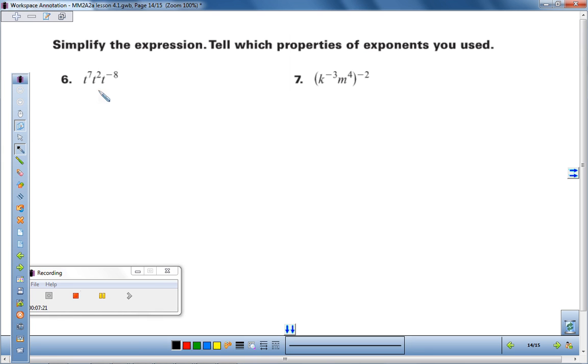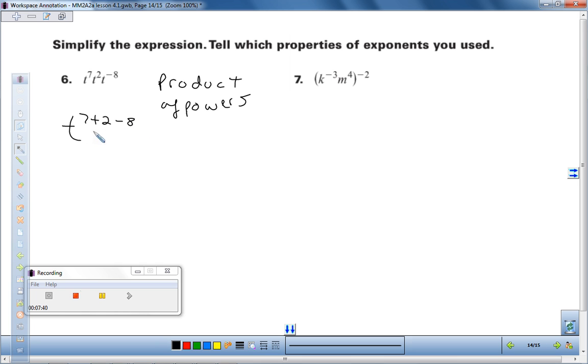Alright, so we're going to simplify these. Here we're just going to use the product of powers property. And the way we're going to do that is t to the 7th plus 2 minus 8. So 7 plus 2 will be 9, minus 8. So we end up with t to the first power, which we're just going to write as t.